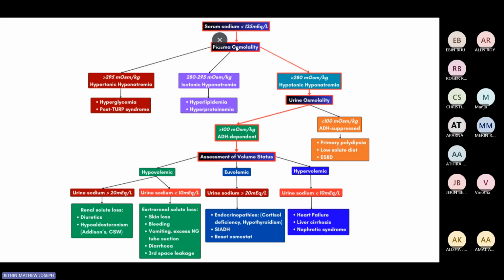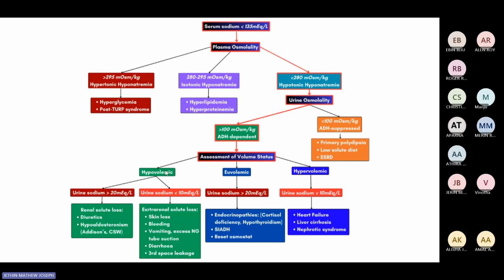So plasma osmolality is less than 280, urine osmolality is more than 100, so it is ADH dependent. So we've come to assessment of volume status. So assessment of volume status is mainly clinical. Okay, so that is very important: hypovolemic, euvolemic, and hypervolemic.